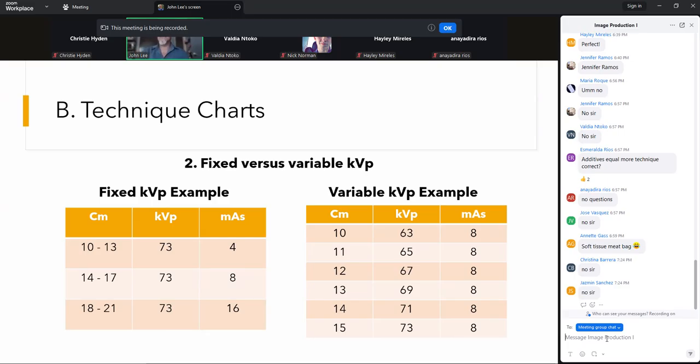In our variable kV, we're going from 10 to 21, so that's 22 centimeter sizes that are probable, based on this chart. From 10 to 15, there's only 6. Since there's only 6, it makes sense that we'll just increase the kV just a bump for every centimeter and maintain our mass.